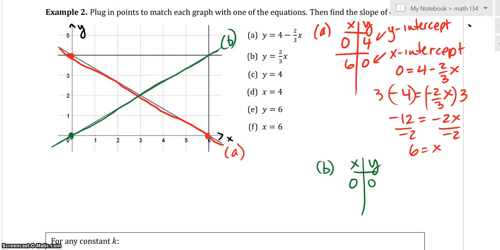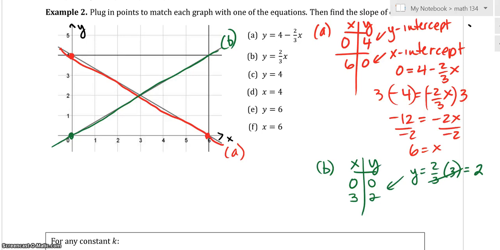But if you wanted to check another point, you could check, like, 3. And 3 would be 2. To see that, you would plug in 2/3 times 3. The 3's would cancel, or you get 6 over 3, which is indeed 2.